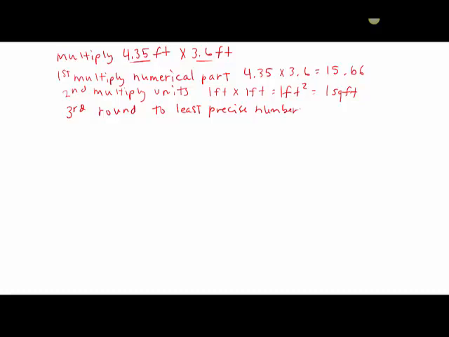Okay, least precise number. So I got 15.66 square feet, for instance. But my least precise number has 2 significant digits. So with 2 significant digits, I need to round. Look at this number here, it's above 5, so it's going to be 16 square feet, or feet squared. Okay, 16 square feet. All right, so now let's talk about unit conversions.